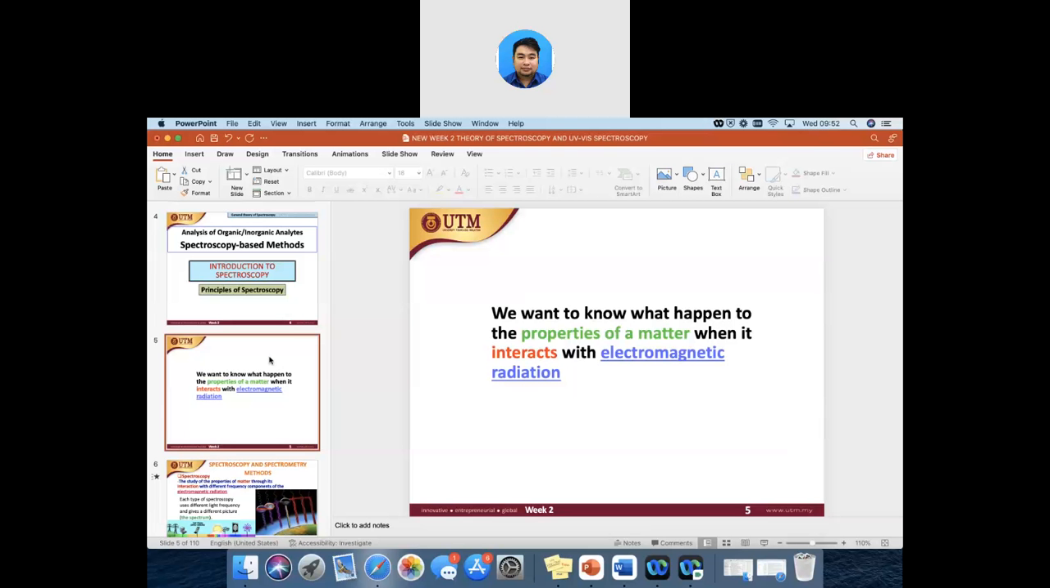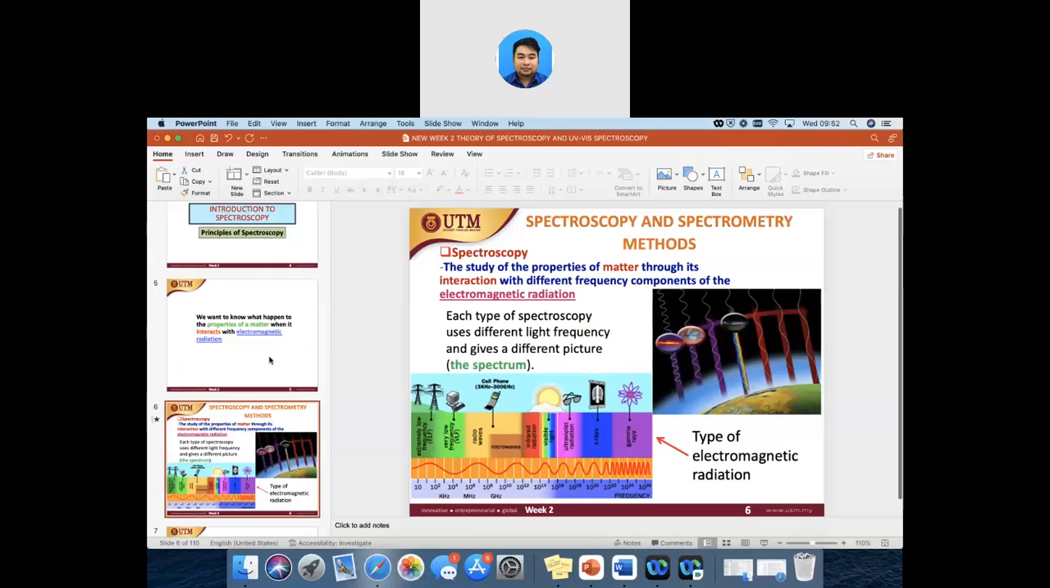Okay, so you need to remember the properties of the matter. Matter ni kita cakap analyte kita lah. Properties of our analyte when it interacts with electromagnetic radiation. So electromagnetic radiation ni banyak. Okay, so basically, what is spectroscopy?